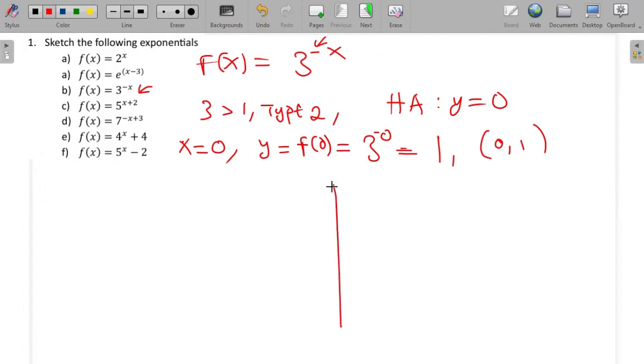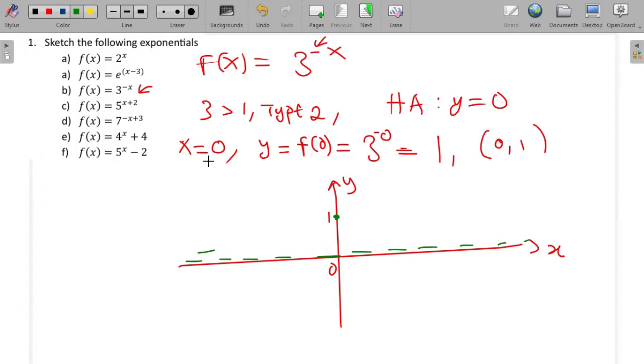So now if I draw my y, my x, okay, this is 0, my 1 should be somewhere there. I draw my horizontal asymptote just above the x-axis, like this. Okay, and then I'm coming from where? So now this is a type 2, so I'm starting from here, and then I'm moving like this. Okay, so here, this is the curve of 3 to the power minus x.